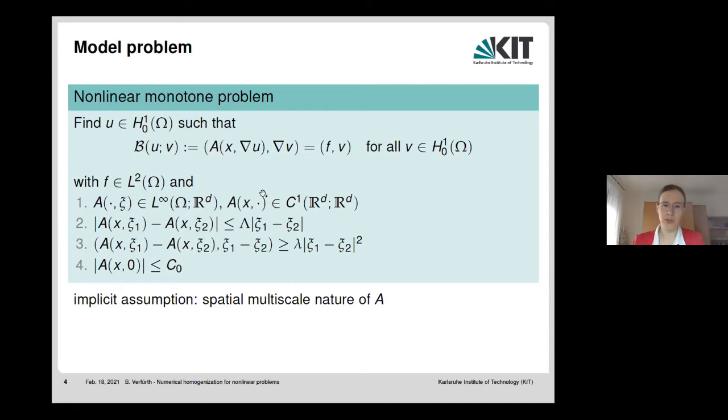To this vector, so the gradient, we assume a little more regularity, namely C1 regularity. Additionally, we assume Lipschitz continuity in the second argument, and a condition which is called strict monotonicity. This kind of replaces the coercivity or uniform ellipticity assumption of the linear world. And then a final technical assumption: if you evaluate at 0, we are uniformly bounded in X. These are typical assumptions for this problem, under which you also know that there exists a unique solution.